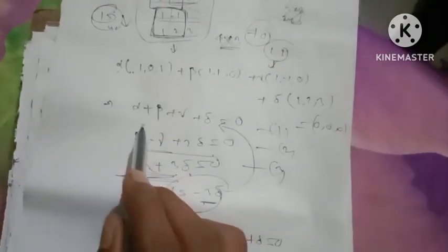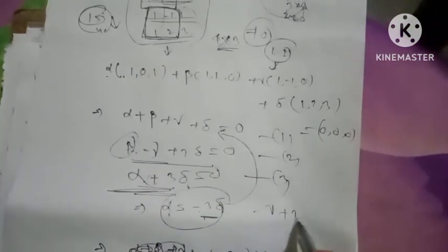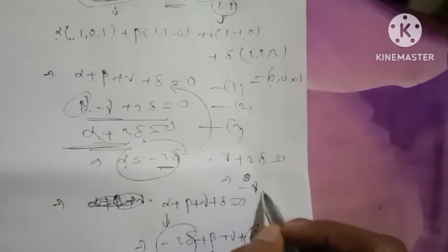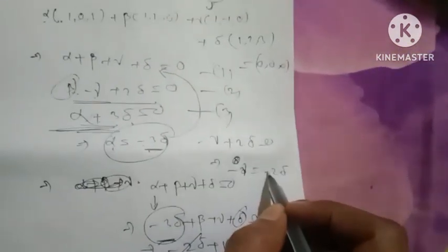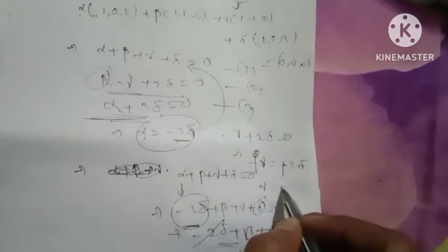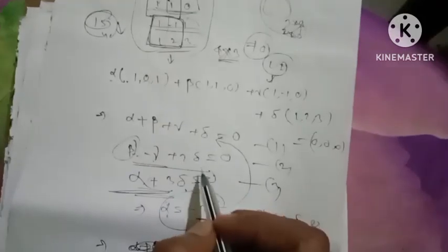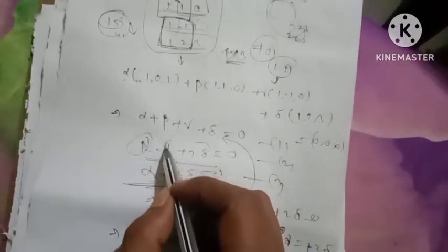When you put beta equal to 0, then minus gamma plus 2 delta equal to 0. So automatically, what is the value of delta? Minus gamma equal to minus 2 delta. Delta cancels, so gamma is equal to 2 delta. This is the relation, gamma equal to 2 delta. If you put gamma equal to 2 delta, in these conditions.